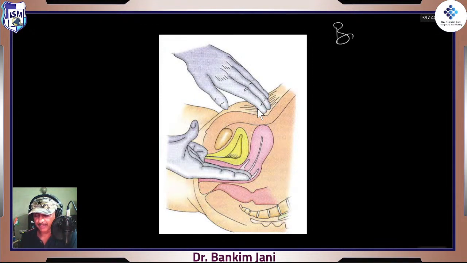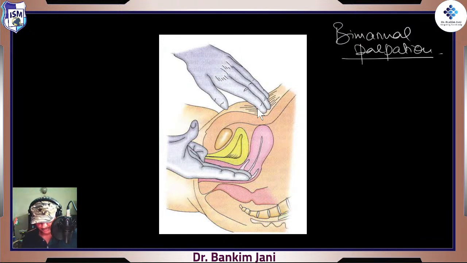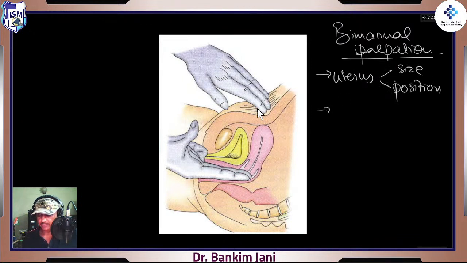This is what is called the bimanual palpation, right? Bimanual palpation. So in bimanual palpation, say one finger, right? Those two fingers are in the vagina, and from the top, compression is put. The idea is to assess the uterus, its size, its position, is there any space occupying lesion, right? For all those things. Is there any pelvic mass, etc.?